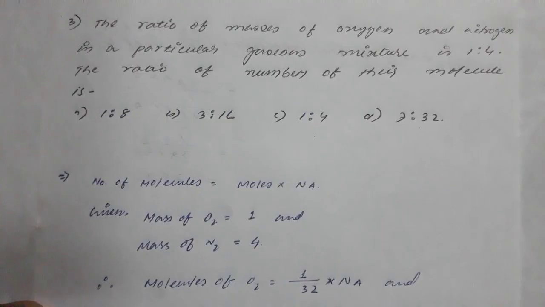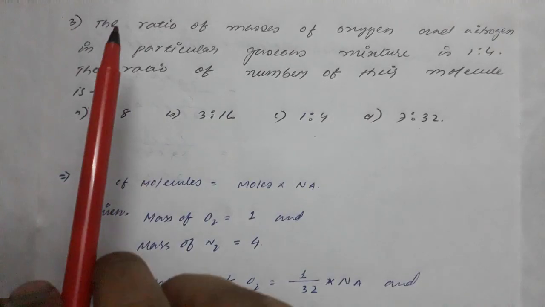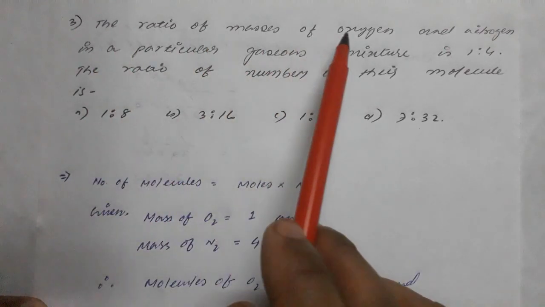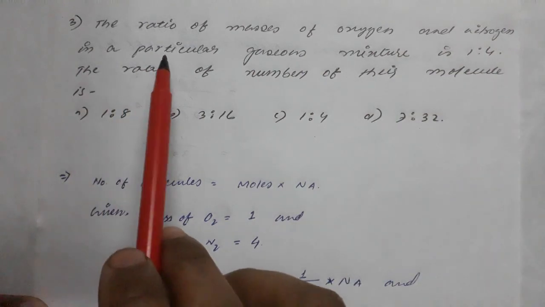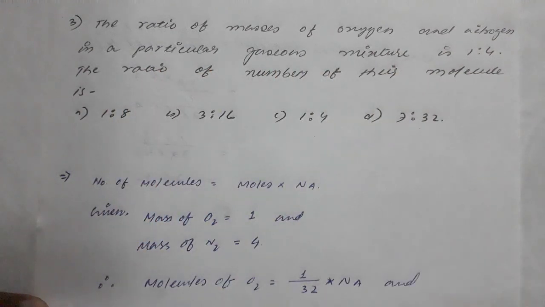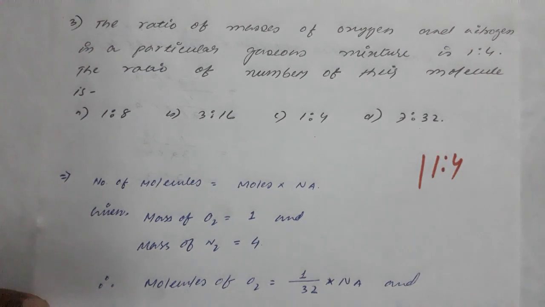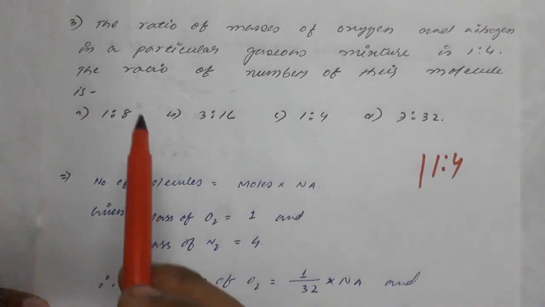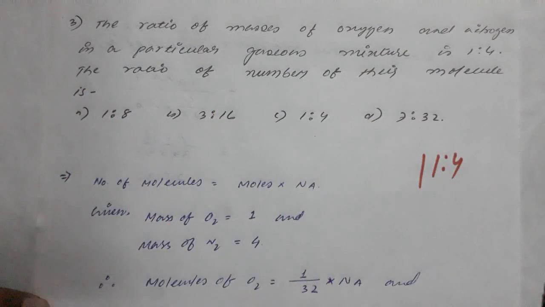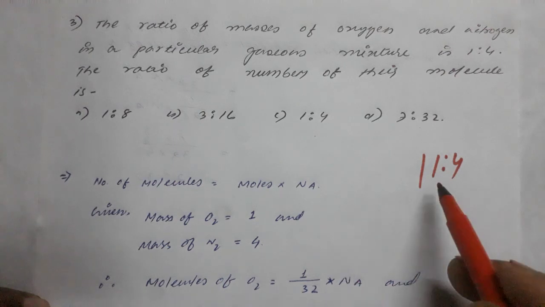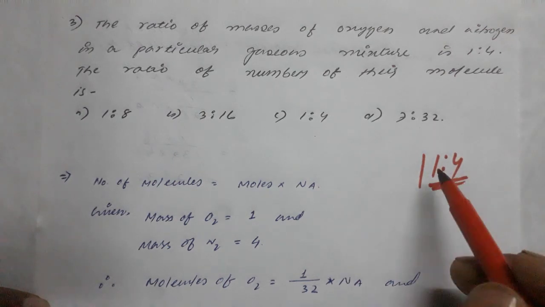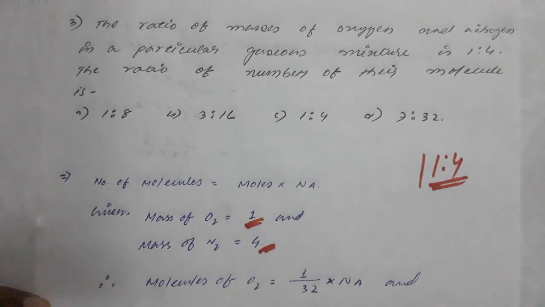Okay. Another question, look here. It says that the ratio of masses of oxygen and nitrogen in a particular gaseous mixture is 1:4. Mass ratio is given, right? That is 1:4, and it is asking for the ratio of the number of their molecules. Now look, mass is given, right? If a ratio is given, then definitely we can consider them as their mass.